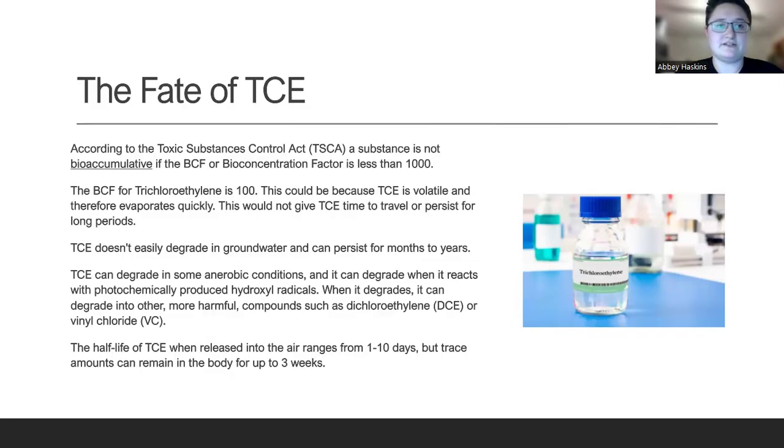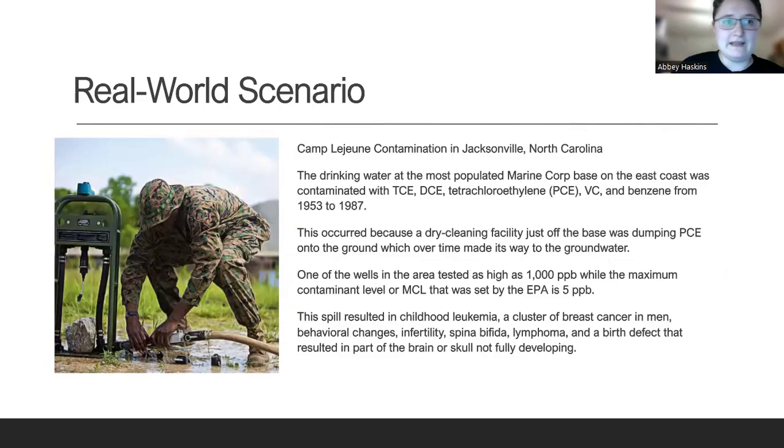Another reason why it might have a low BCF is because the half-life of TCE is fairly short. It averages 7 days, but can range from 1 to 10 days. And trace amounts can remain in the body for up to 3 weeks. So it's a lot longer once it's in your body. And then, as I said before, for the biotransformation, it can also transform into other things in vital organs, thus causing cancer.